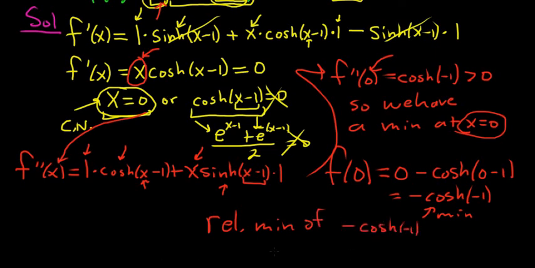Most books will write it as an ordered pair, so you can say the relative min occurs at the ordered pair (0, negative cosh of negative 1). That's how most books will describe the answer. But the actual minimum is this. Remember, minimums are y values, so not ordered pairs. That's it.